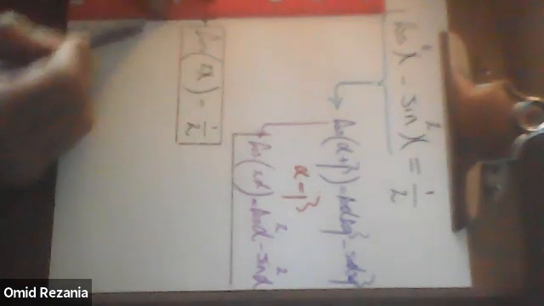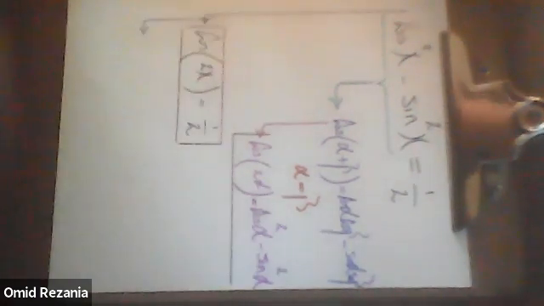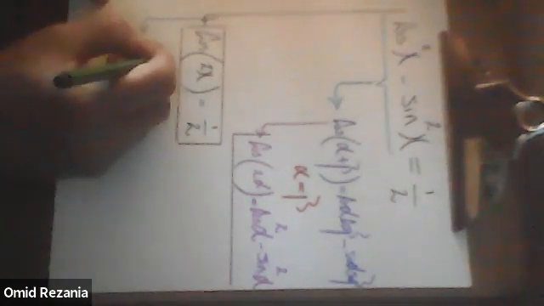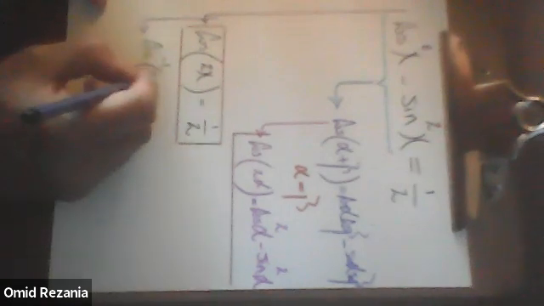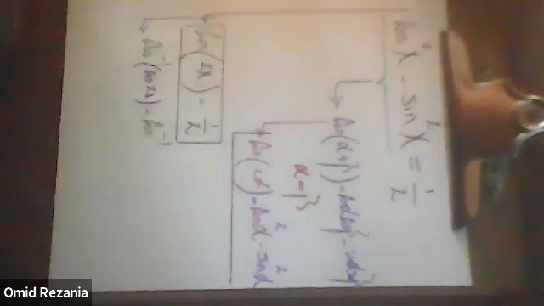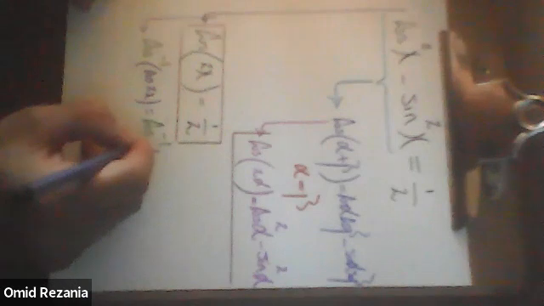you take the cosine inverse from both sides in order to liberate 2x, which means that I can write it as the cosine inverse of cosine 2x equals cosine inverse of 1 over 2.